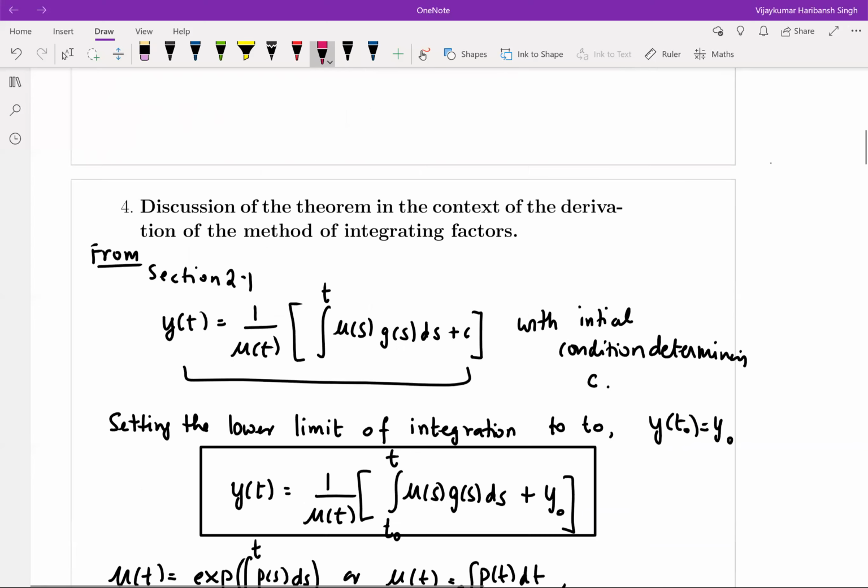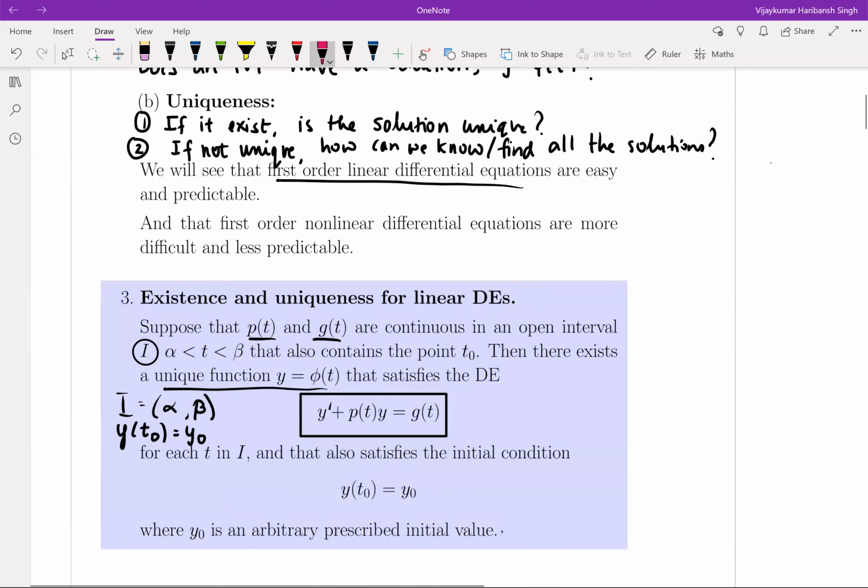For the first order linear differential equation, we do not necessarily need that these conditions are satisfied. What conditions? That your P of t and G of t are continuous on some open interval containing t naught. So these conditions are sufficient, but not necessary. All right.